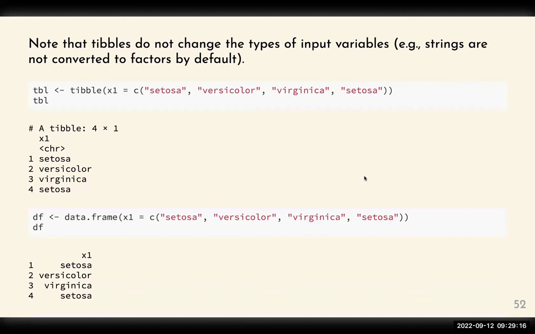The last thing is if you create a tibble with categorical variables, tibbles do not convert your categorical variable into factors by default. For example, here I have a variable called x1. The variable type is character. If you want to convert this into a factor, you need to do it manually.